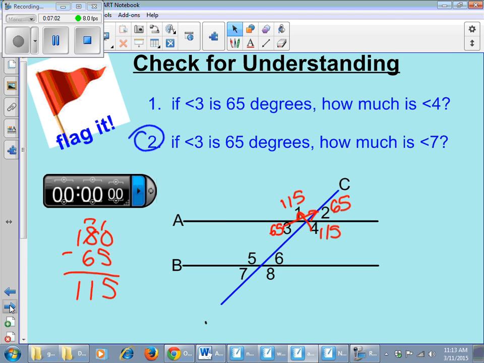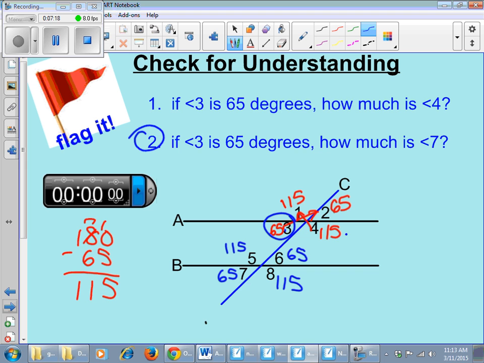On top, if I have 115 and 65, then down here I have 115 and 65 on top. And on bottom I have 65 and 115, and down here I have 65 and 115. So that's another way I could have figured out that if angle 3 is 65, angle 7 is also 65 degrees. So the second question would be 65.